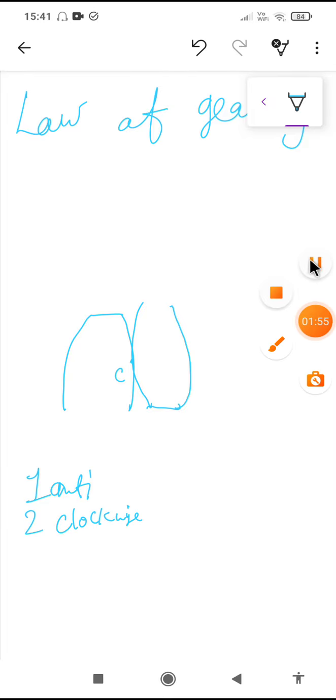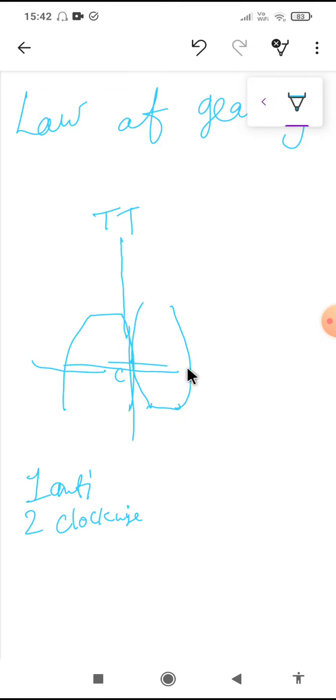Now let TT be the common tangent between these. So let me draw a tangent here, and I am naming it TT, and let NN be the common normal here. So this line, at 90 degrees to the tangent, will be NN, that is, normal to the curve at the point of contact C. So this is the point of contact C.